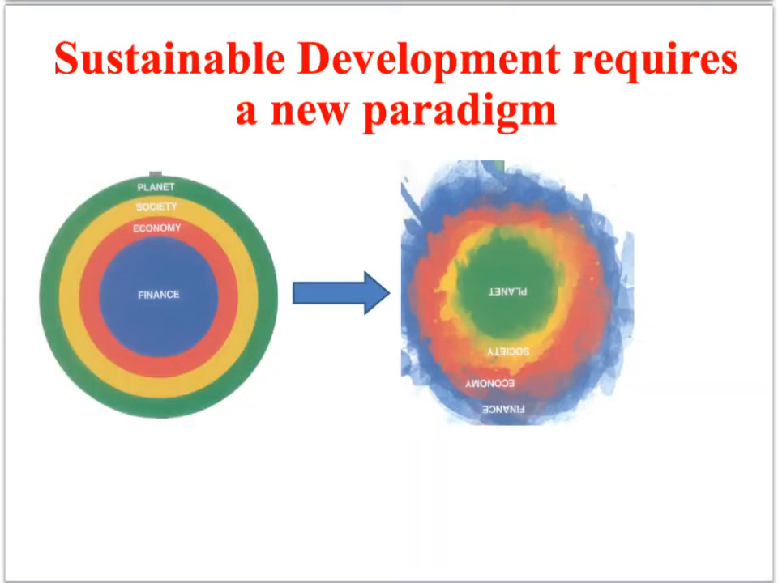And environmentalists argue that we need a new paradigm for development, one that doesn't treat the planet as simply a subsystem of finance and the economy, and instead puts sustainable development and conservation of the planet's finite resources at the heart of development. As the economist Kenneth Boulding argues, anybody who believes in infinite growth on a finite planet is either a madman or an economist.